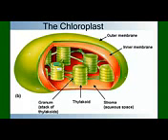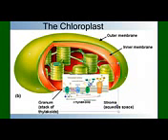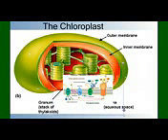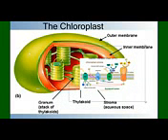Remember that all photosynthesis occurs inside the chloroplast, and specifically the light reactions are going to occur in the thylakoid membrane. In the thylakoid membrane, embedded in there, are two very important pieces of machinery: electron transport chains and photosystems.